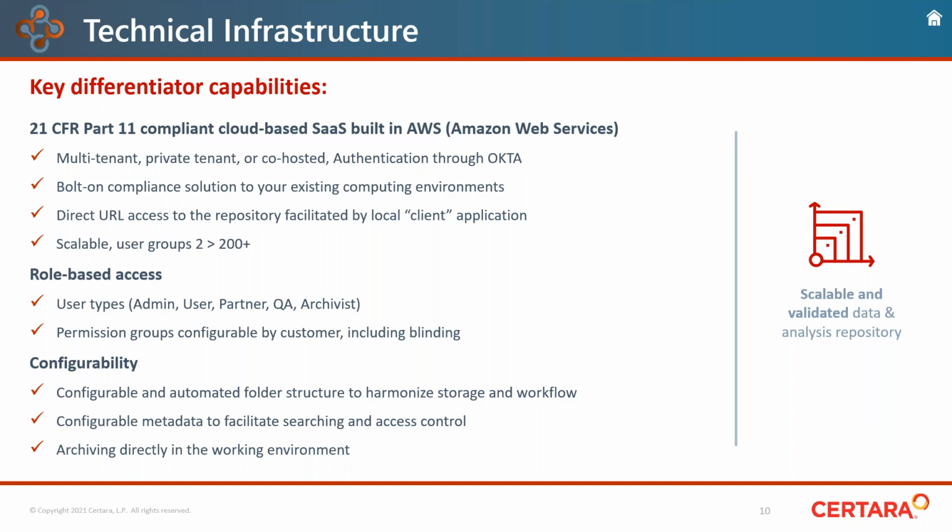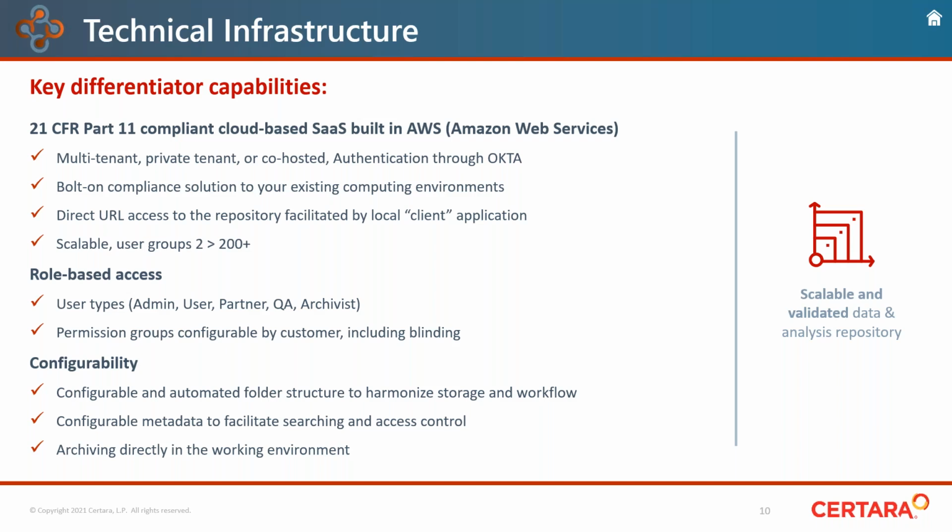The system comes with 5 license types, user types if you like: an administrator, a user, a QA, an archivist, and an external partner. And these user types can be combined in various ways. For instance, a QA and archivist. QA would be someone who's typically only read-only in the system.